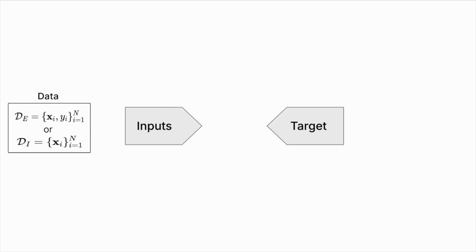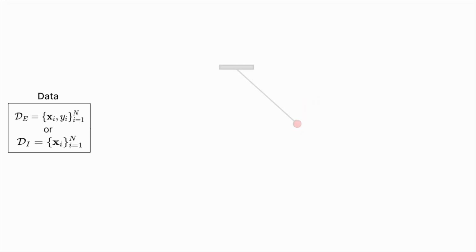For implicit relations, there is no known corresponding target, and so we search for invariants in the system modeled by the data. For example, consider the pendulum to the right. We can measure the angle from the center axis and the velocity of the pendulum, and use this information to find a physical invariant, such as a conservation of energy law.